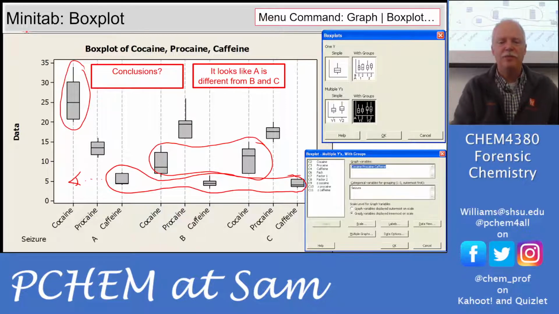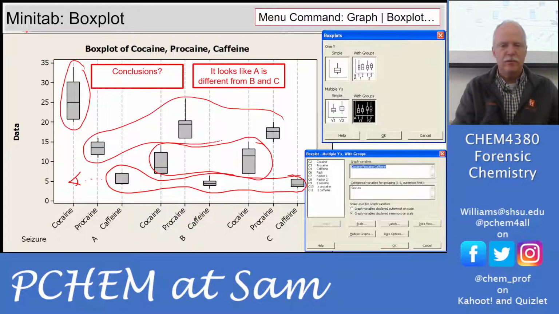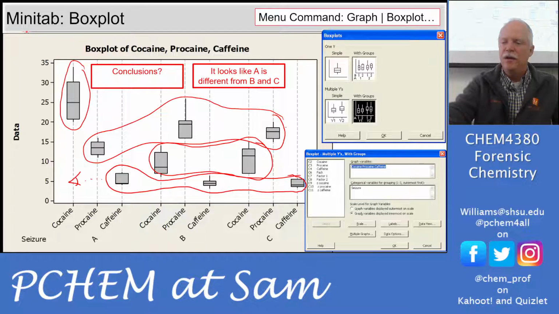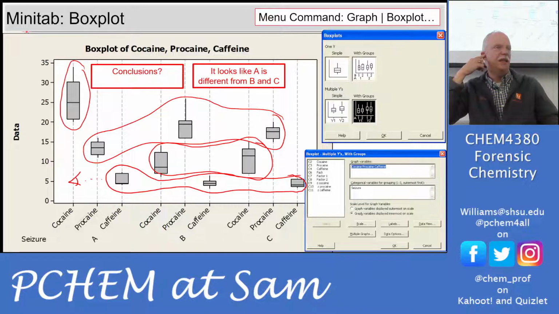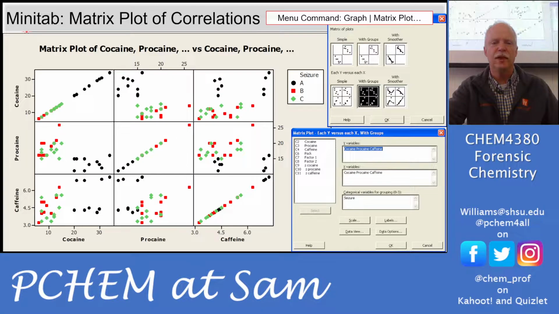And that may be the case with procaine. You see this here, they do hit each other, at least the ranges do. Like this one looks significantly different, but it might hit this other, it definitely hits this lower value on the range. So we'd have to go look at the numbers to see the actual t-test on the equal means. So that's a box plot grouped by the seizure value.